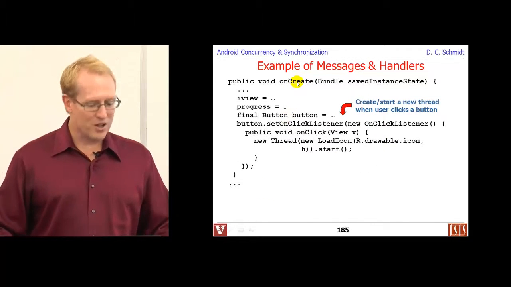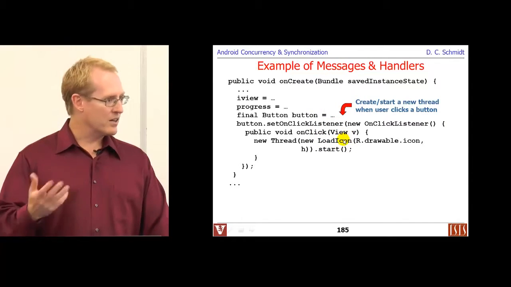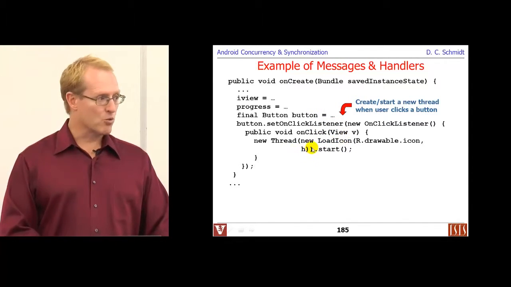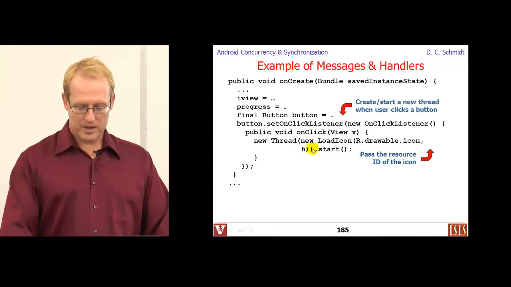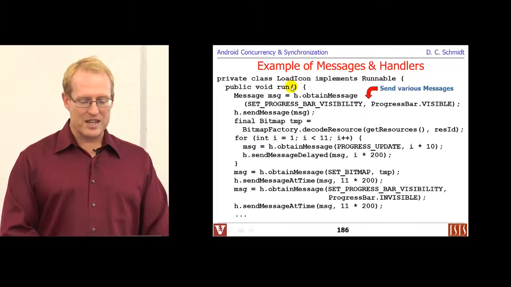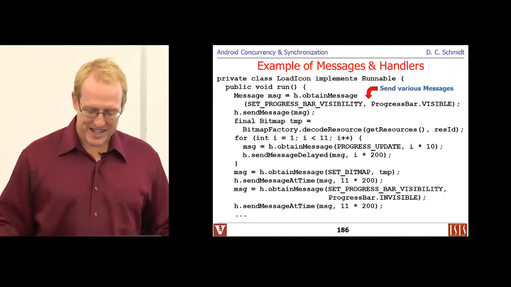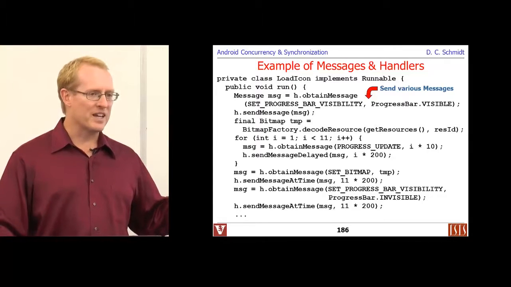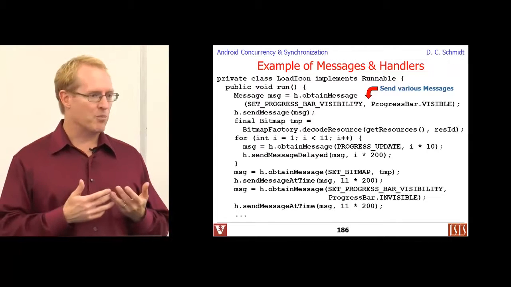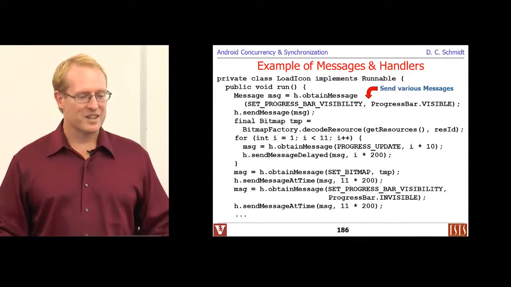Here's the onCreate hook method. And as you can see in this particular case, when this guy gets called, we go ahead and set up a click listener, which creates a new LoadIcon. We'll look at that in a second, which is a runnable, and it starts a thread. We pass in the resource ID of the icon. And then here is the run method of the LoadIcon runnable. And you can see it's just doing a whole pile of things. If you actually look at the code, you'd see we have a progress bar, which just kind of shows how far along we are in processing the message.